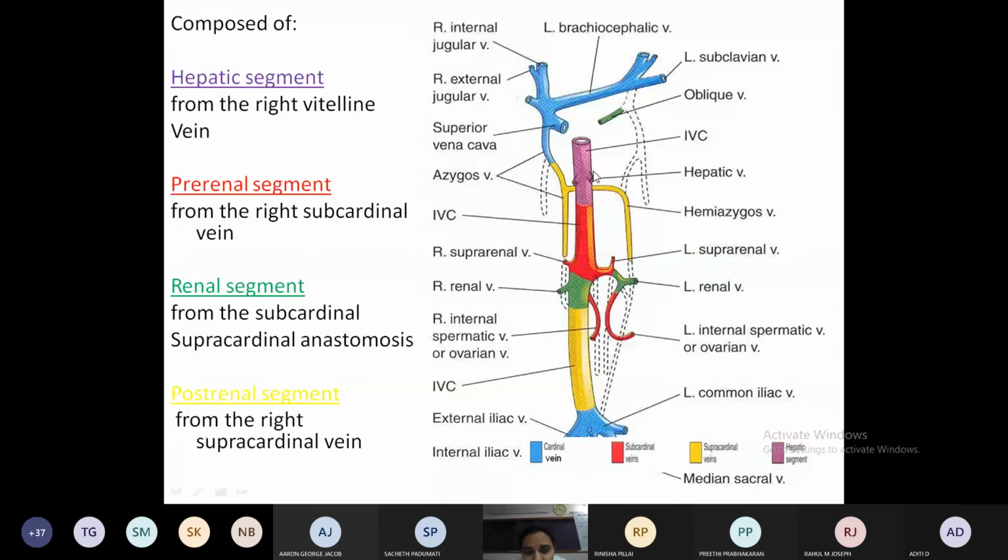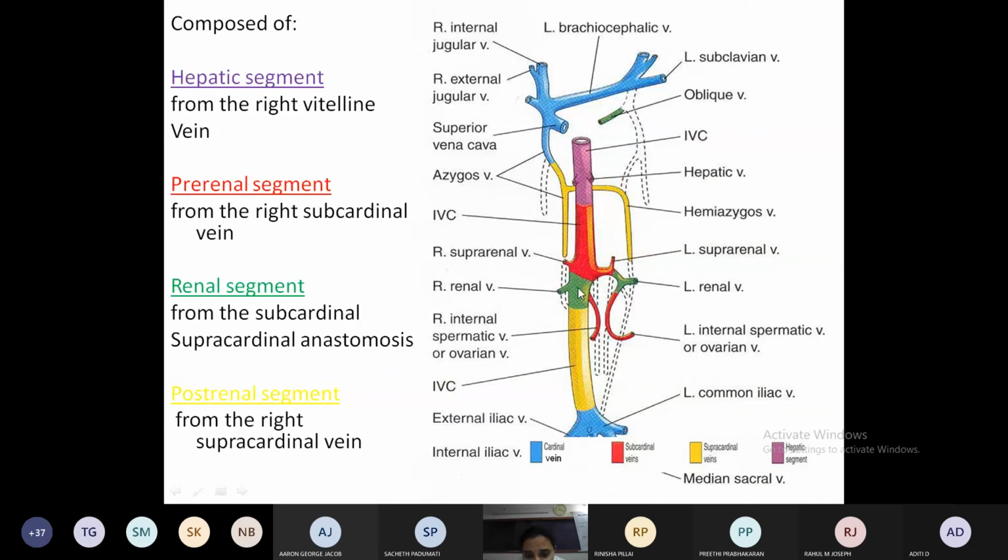Hepatic segment is formed by the right vitelline vein. The hepatic segment is the uppermost part within the liver, which is formed by the right vitelline vein. The red one is the prerenal segment, which is formed by the right subcardinal vein. Green one is by the subcardinal-supracardinal anastomosis.